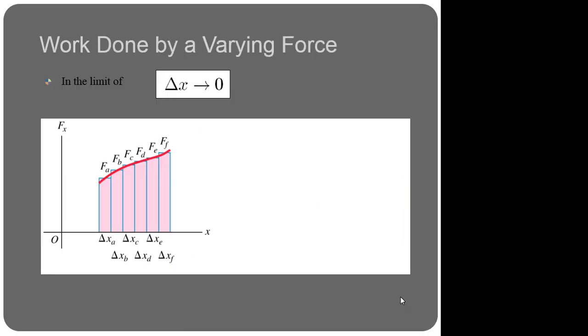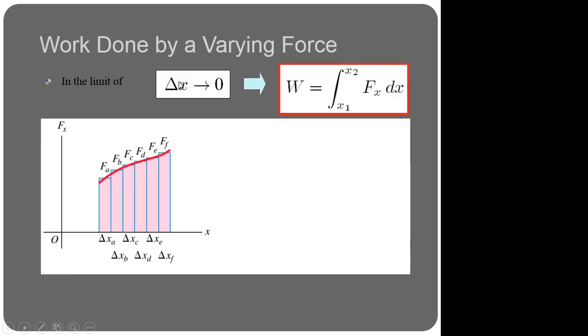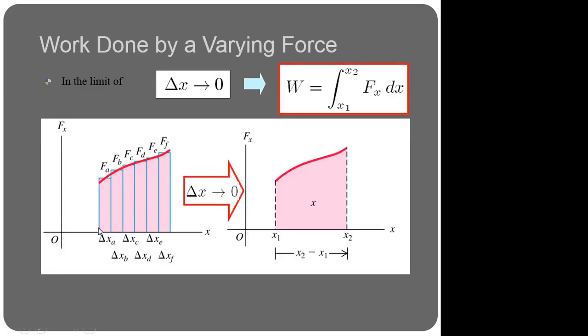If you have a variable force, how we handle it is that we approximate it. We see a variable force here over a certain distance. We approximate it with rectangles. And we say that if delta x becomes 0, then the work is the integral of F dx over the limits of x2 over here and x1 over here. That's right.